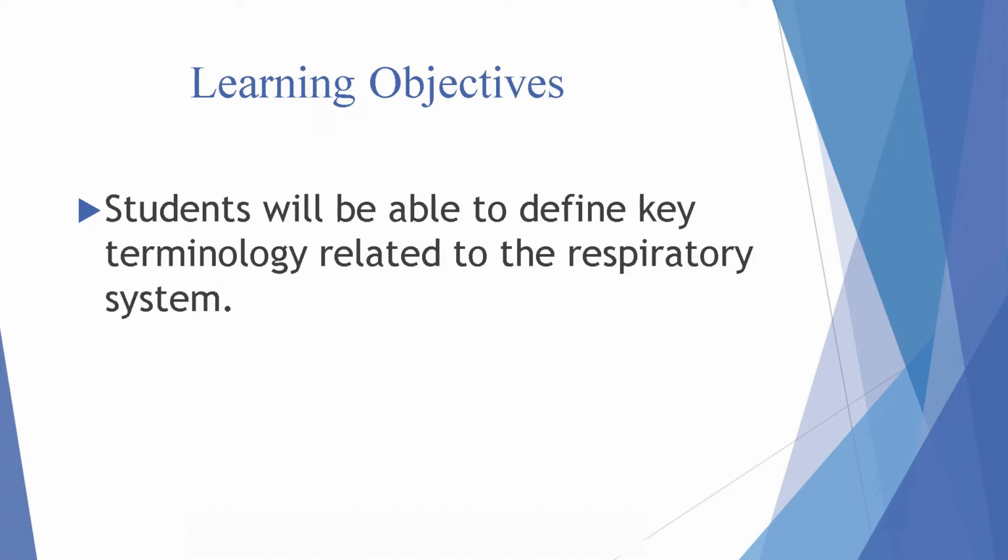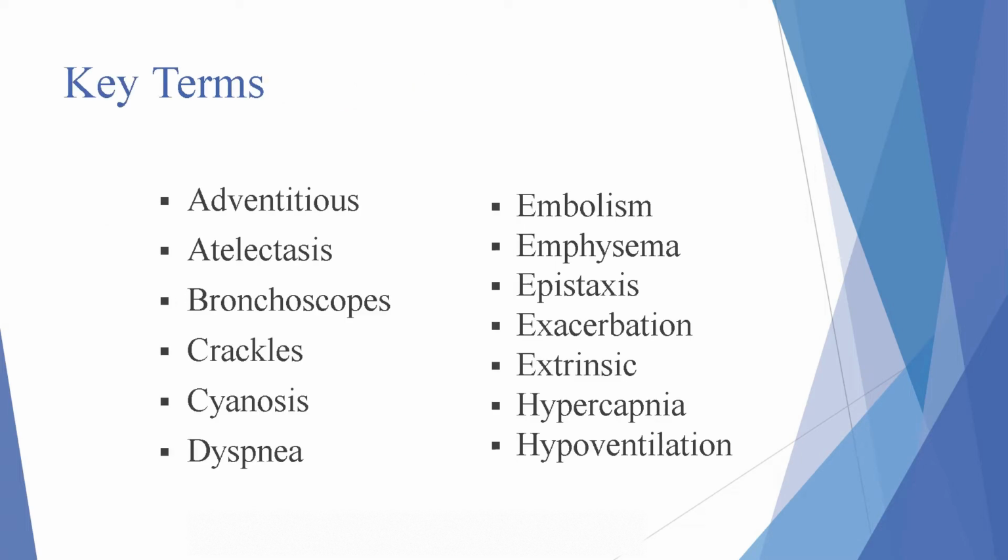All right, now I'm going to go through these key terms. As we've already discussed them in groups, we'll discuss them one at a time. Adventitious is abnormal sounds superimposed on breath sounds. Atelectasis is collapse of lung tissue, preventing the respiratory exchange of carbon dioxide and oxygen. A bronchoscope is a visual examination of either the larynx, the trachea, or bronchi, using a standard rigid tubular or flexible fiber optic bronchoscope.